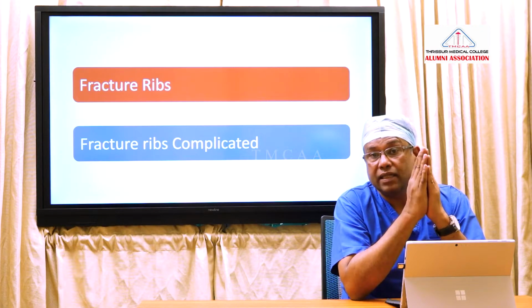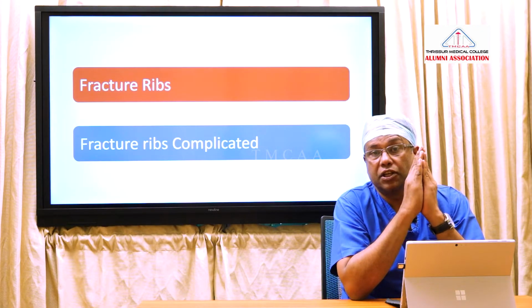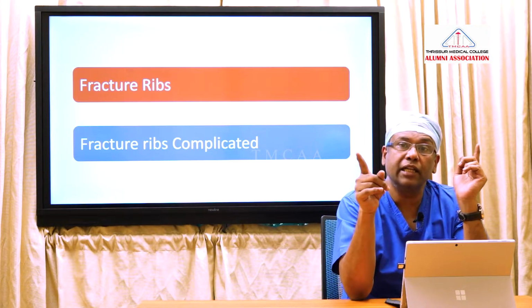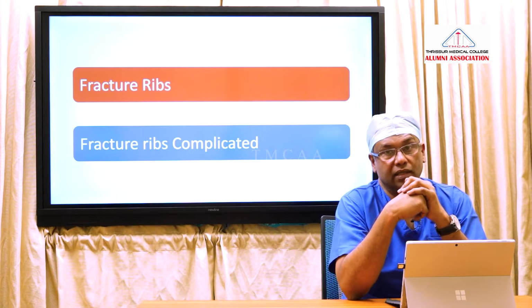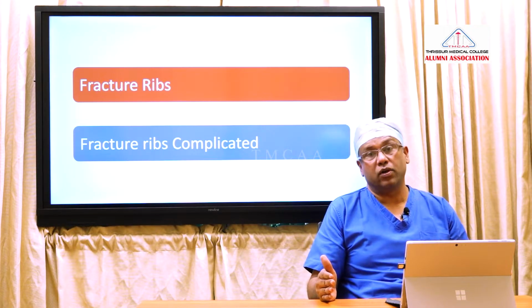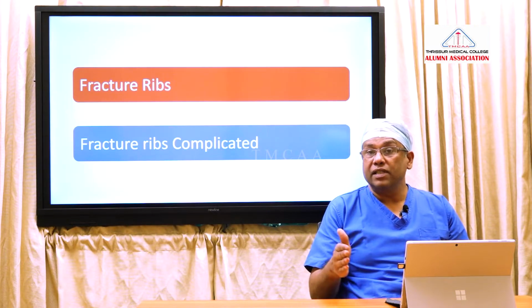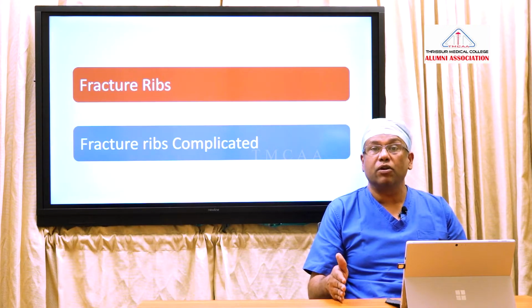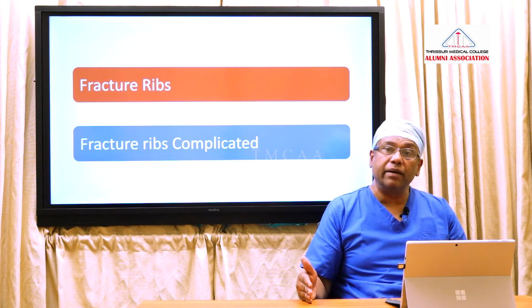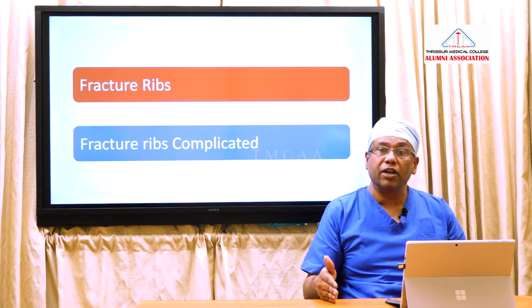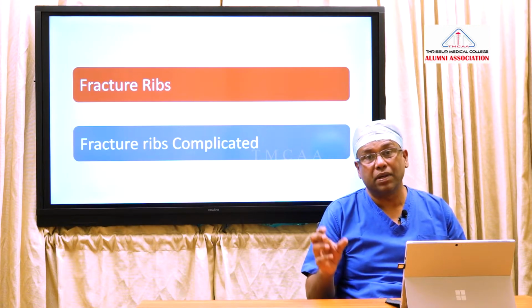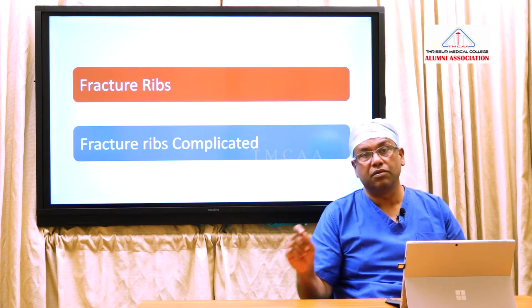But when there is a complicated rib fracture with a hemothorax or pneumothorax, your first priority should be to drain the pneumothorax or the hemothorax, right? Because otherwise it will lead to consequent hypoxemia. Even with a simple fracture, you will have hypoxemia because the patient is not respiring. But if it is a complicated rib fracture, the primary reason for the hypoxemia is a collection of air or blood in the pleural cavity. So you need to drain it.